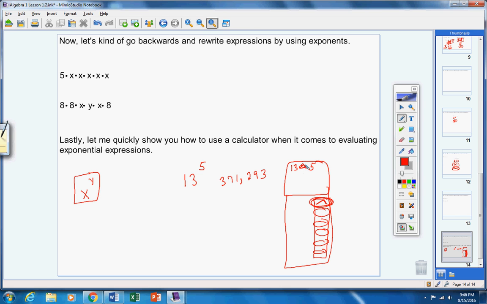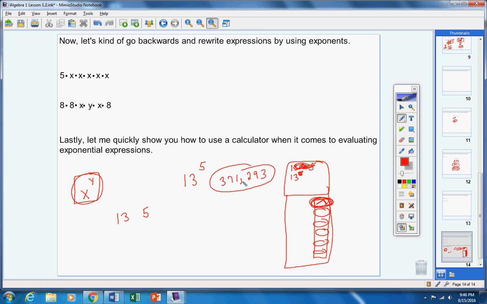Now, on the newer TIs, there won't be an arrow here. You'll push 13, then you'll hit your arrow button, and a little box will appear here. And then you hit 5, and a little 5 will go in here, and then hit enter, okay? Now, if you have a button like this, you first type in 13, then hit this button here, and then hit 5, and then hit enter, and this should pop up, okay? So, that's a quick way for you to know how to use your calculators with exponents.